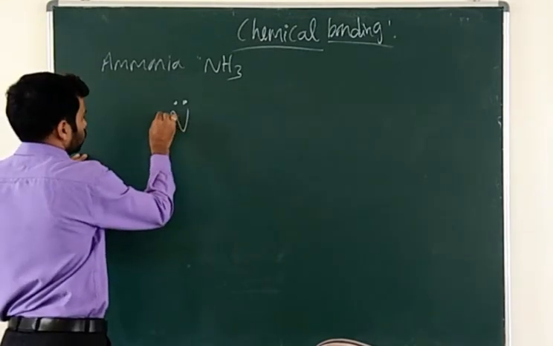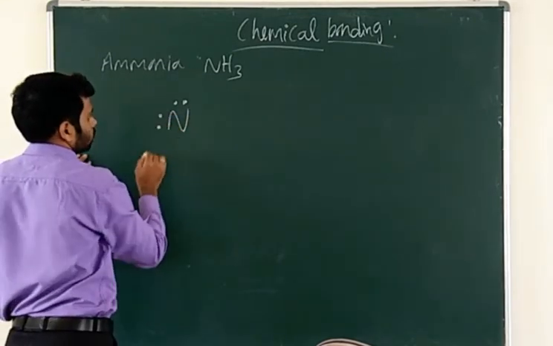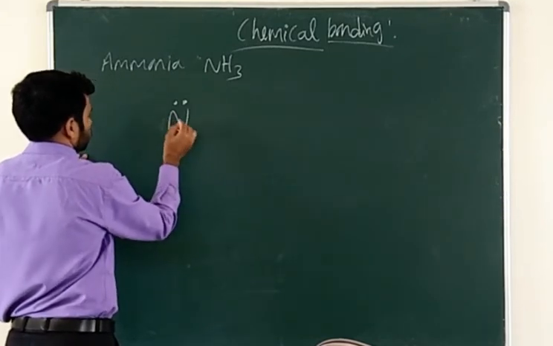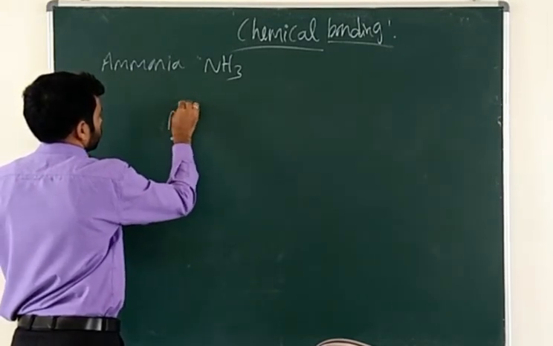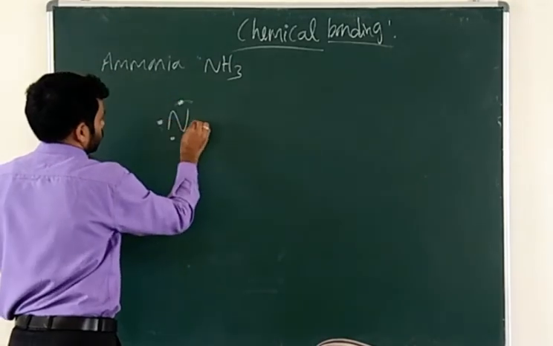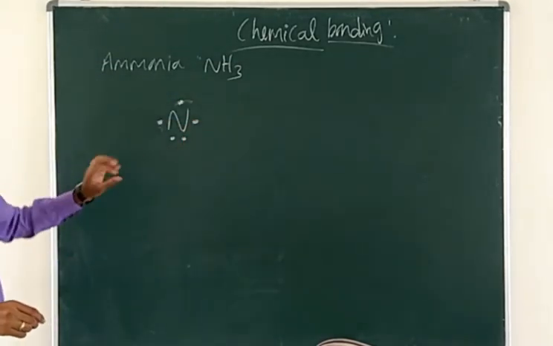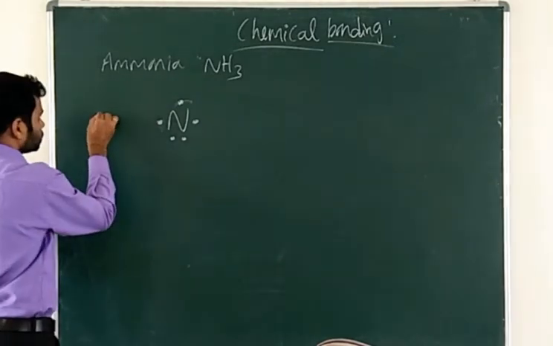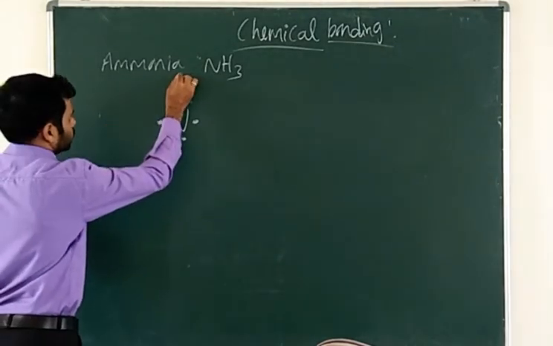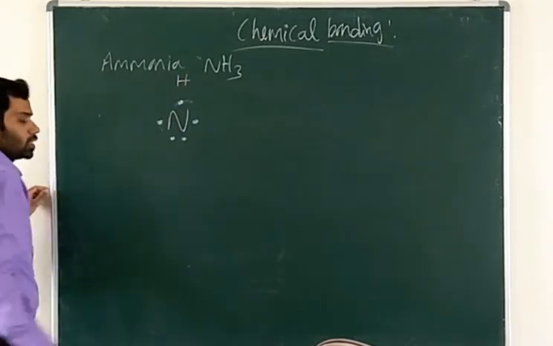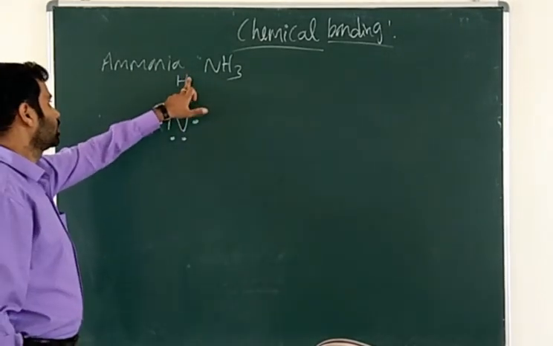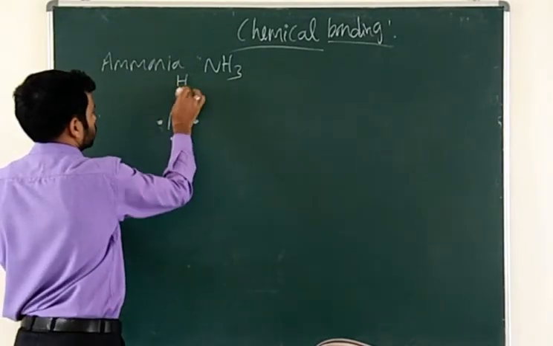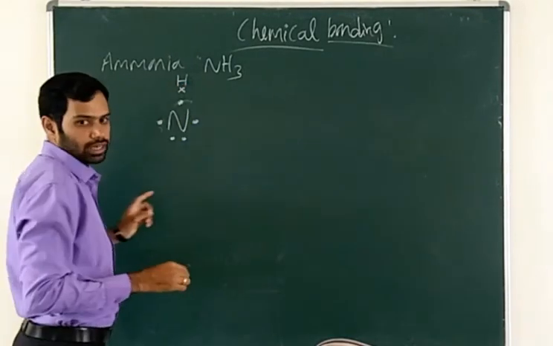Okay, so 2, 4... so 5. Five dots around the nitrogen symbol. Next, hydrogen. How many electrons does hydrogen have? 1 electron. So here write the hydrogen symbol.